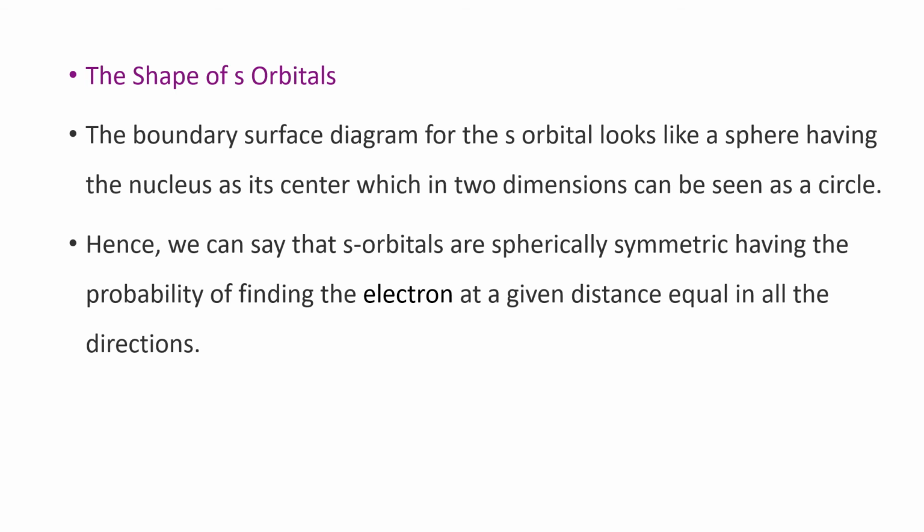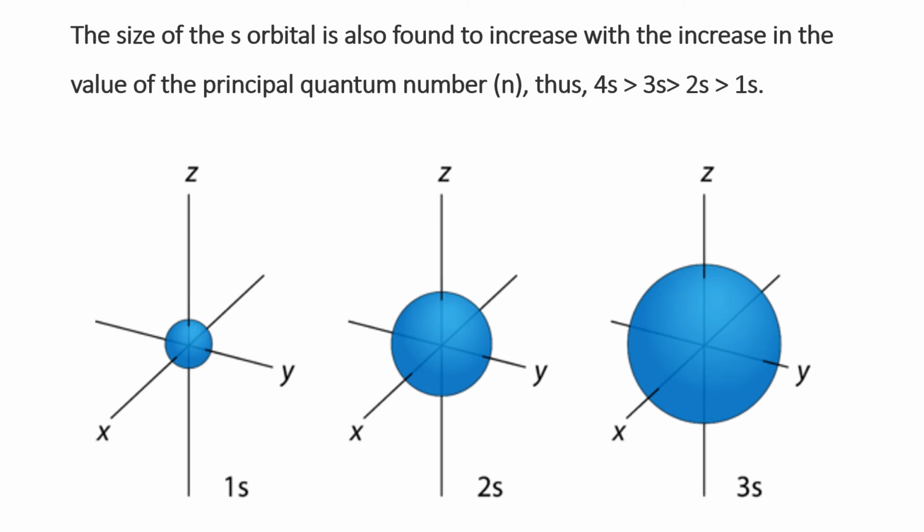The boundary surface diagram for the s orbital looks like a sphere having the nucleus as its center, which in 2 dimensions can be seen as a circle. Hence, we can say that s orbitals are spherically symmetric, having the probability of finding the electron at a given distance equal in all the directions. The size of the s orbital is also found to increase with the increase in the values of the principal quantum number. Thus, 4s orbital has larger size than that of 3s, which is larger than that of 2s, which is larger than that of 1s.